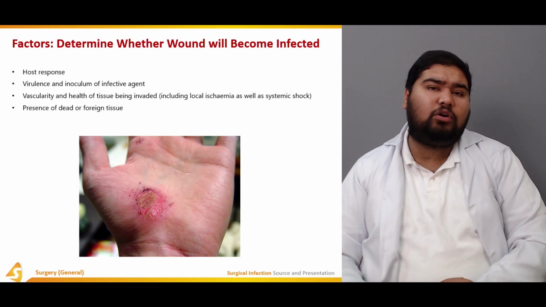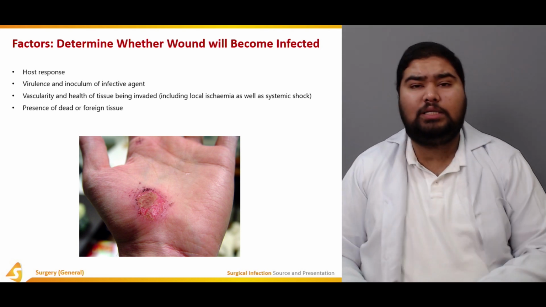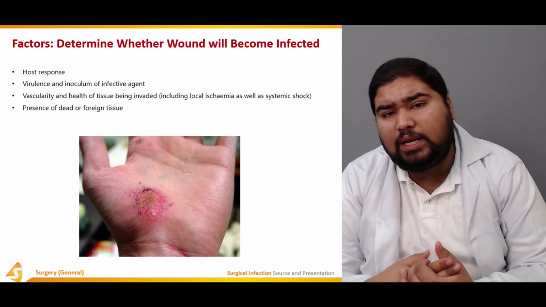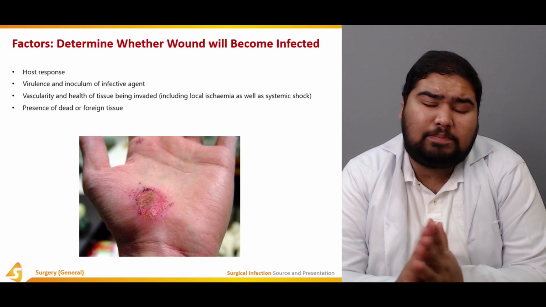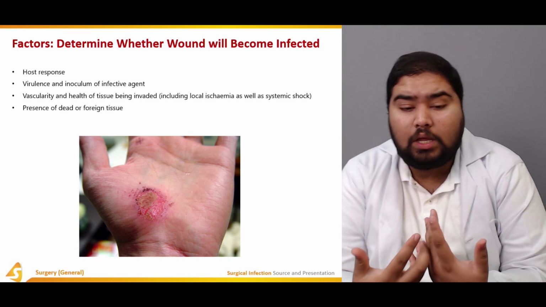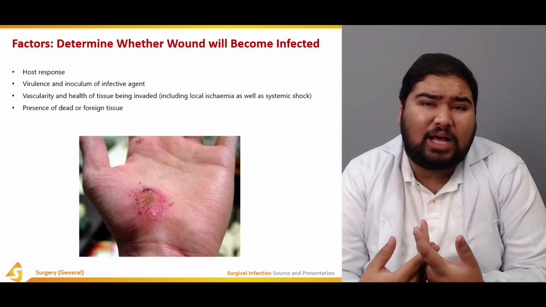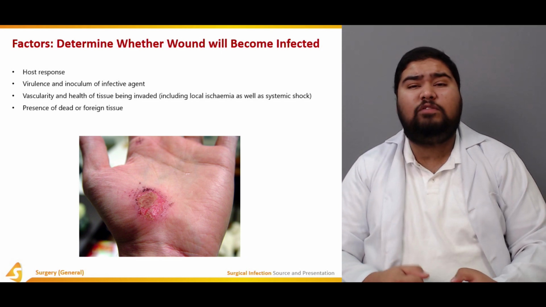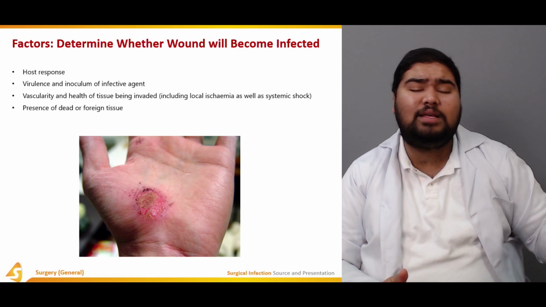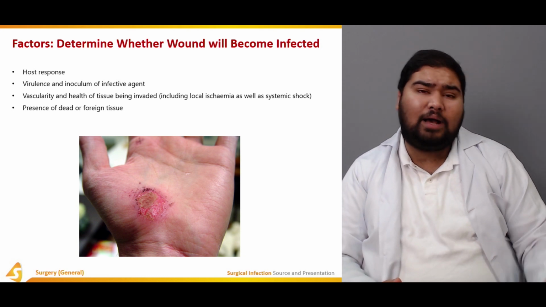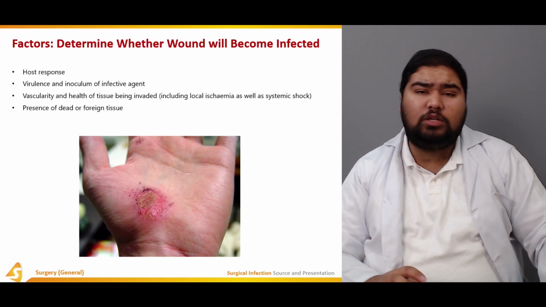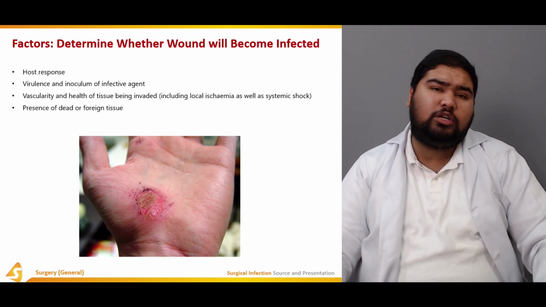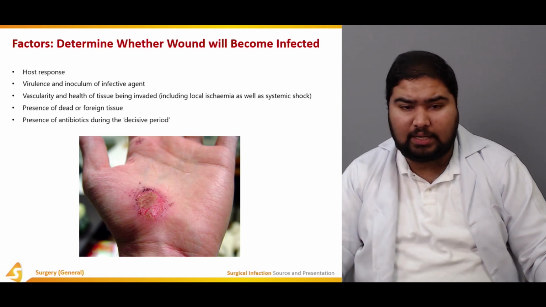Now, the presence of dead or foreign tissue. Dead or foreign tissue acts as a breeding ground for the invading organism. It produces a lot of destruction in the area. The body is already fighting on a front, and the invading organism now faces less force, because the defenders of the body have already been fighting the dead or the foreign tissue. So the chances of development of infection increase.